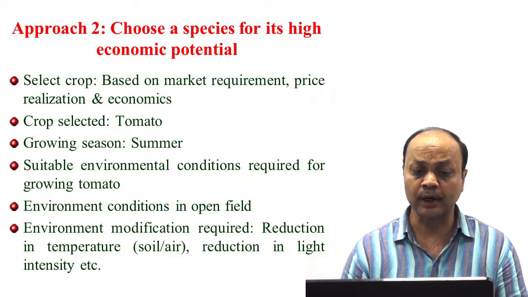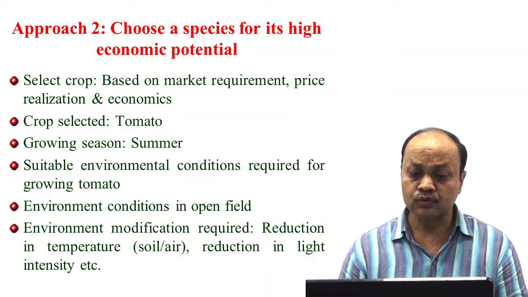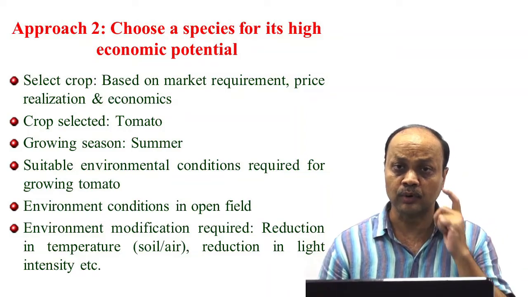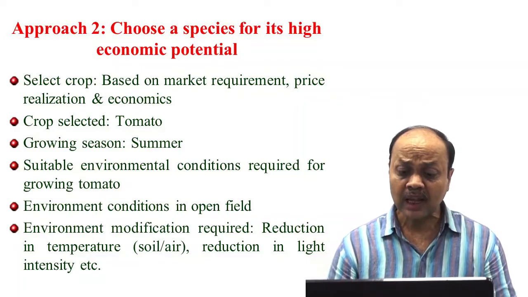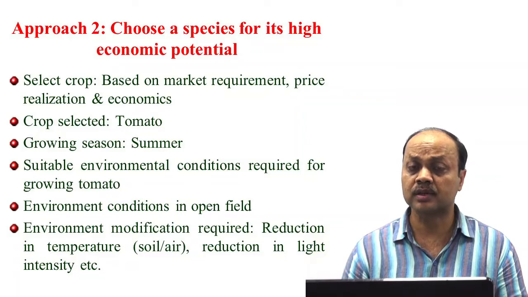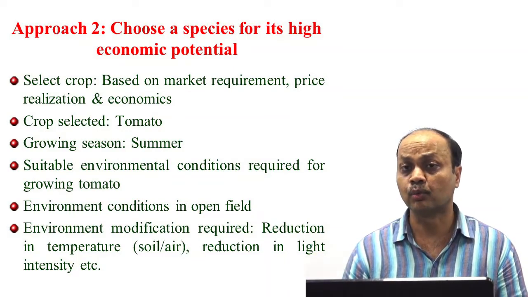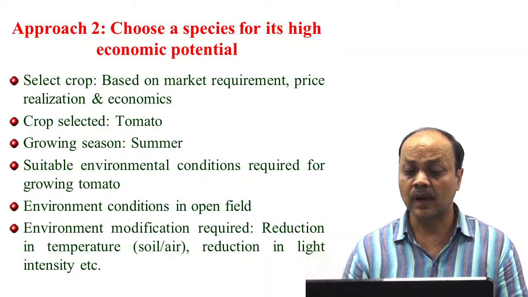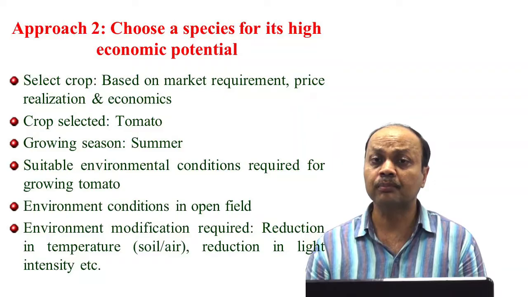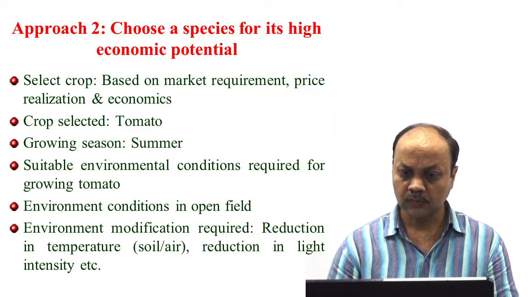Suppose you have selected tomato and you want to grow it in summer, but the suitable environmental condition required for growing tomato during summer is not available in the open field. So what you have to do, as I told earlier, is reduce the temperature, both soil and air temperature, and reduce the light intensity. For that, we can go for the temporary shade net structure. I will discuss it in detail later on.